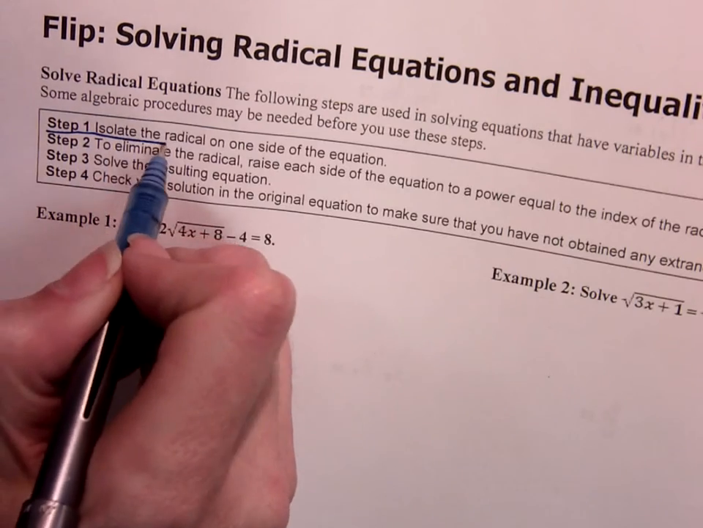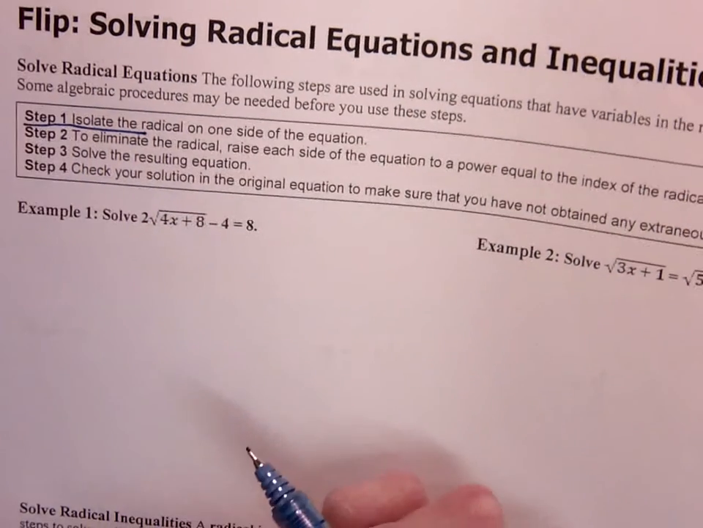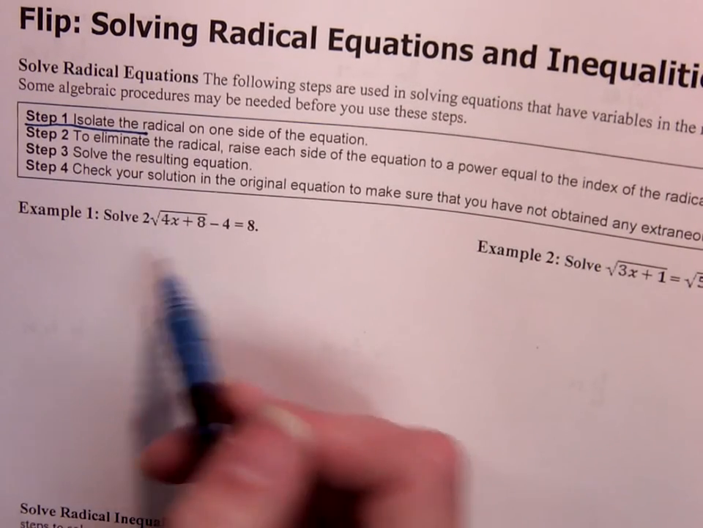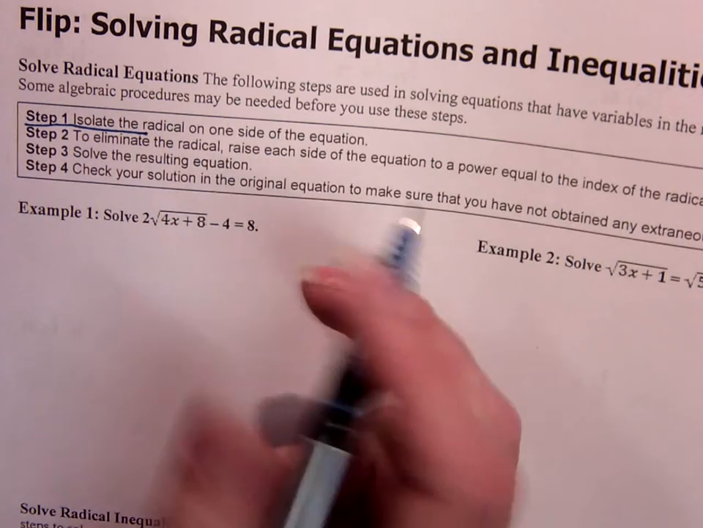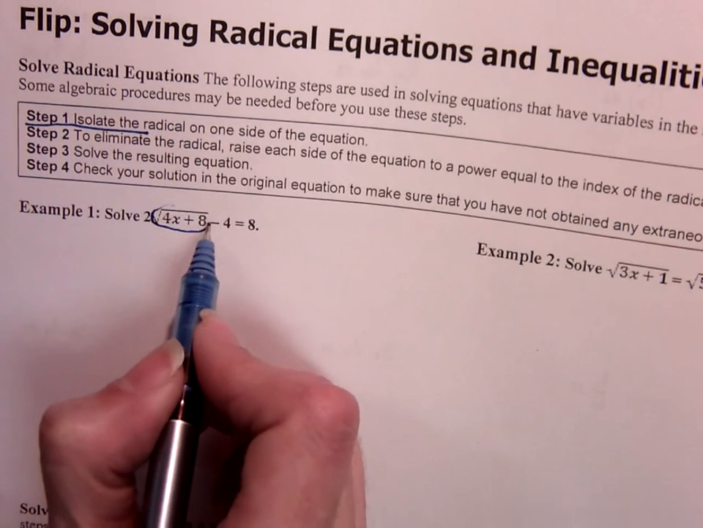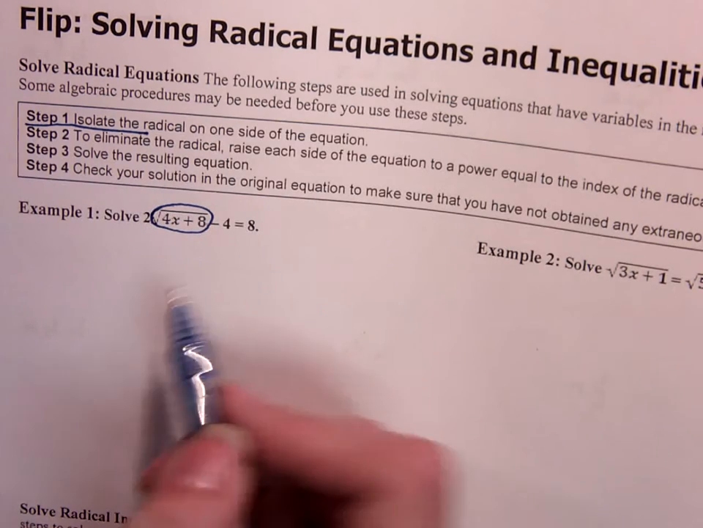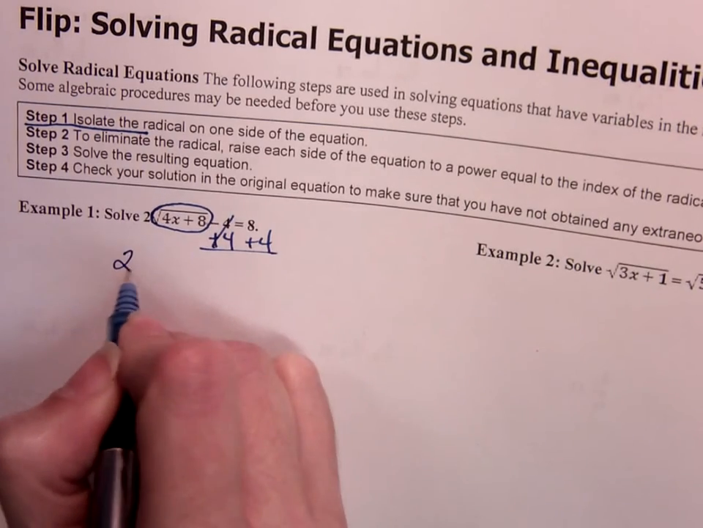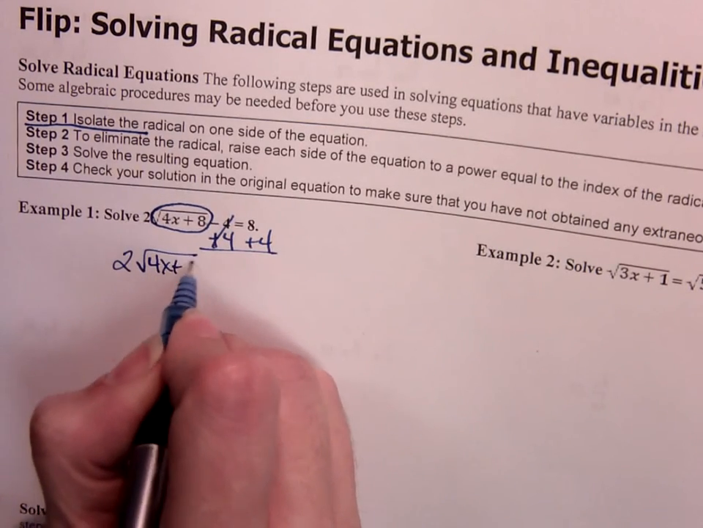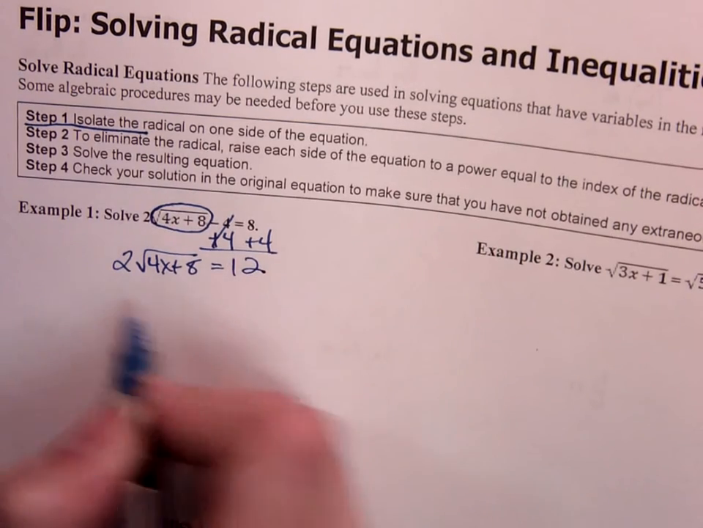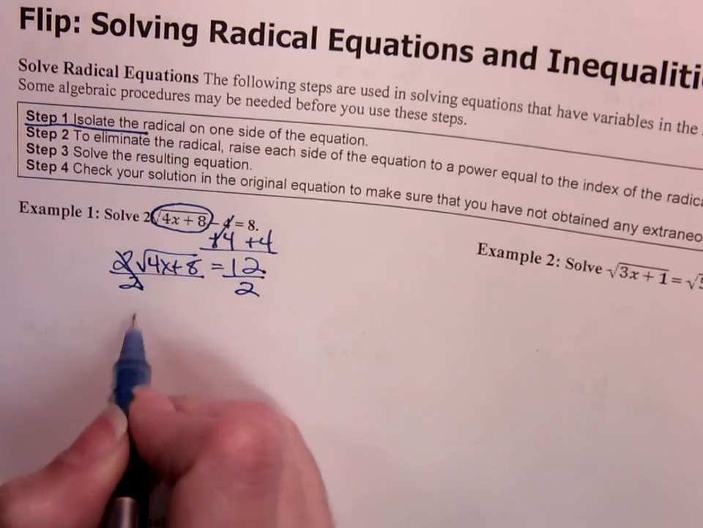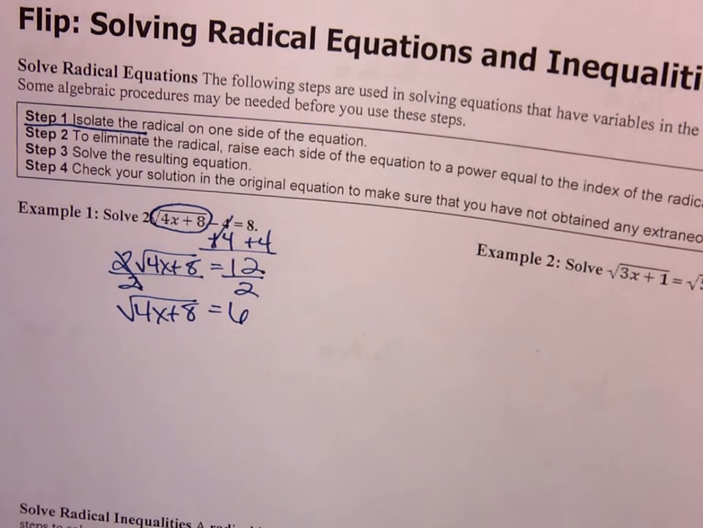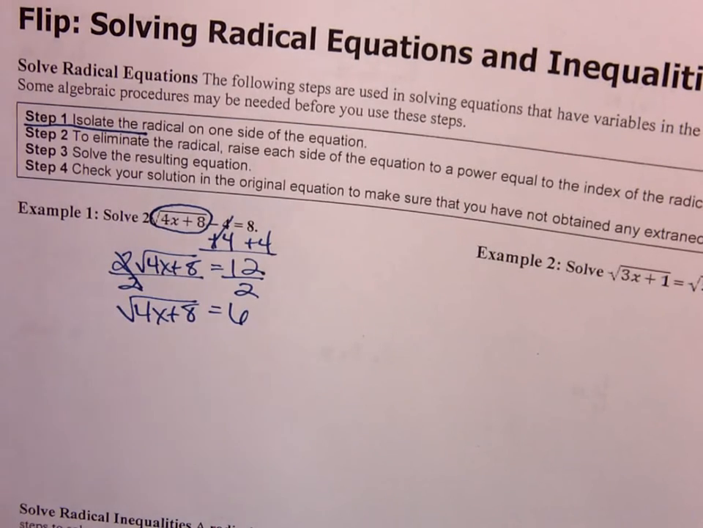Step 1, just like way back when we were doing absolute value, is we need to isolate the radical, so the square root, on its own side with everything on the other side. So we want this square root of 4x plus 8 all alone. So we're going to add the 4 to get 2 root 4x plus 8 equals 12. Divide by 2. Square root of 4x plus 8 equals 6. Okay? So far, so good.